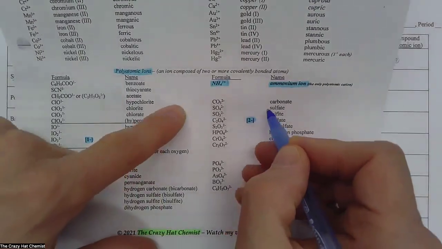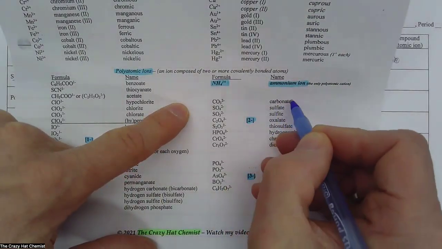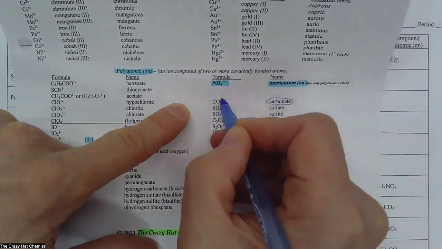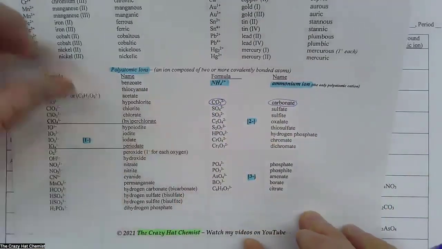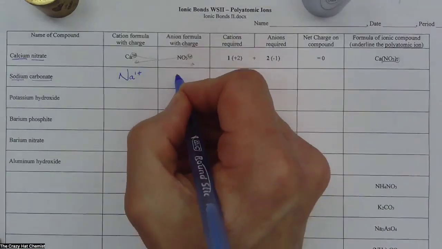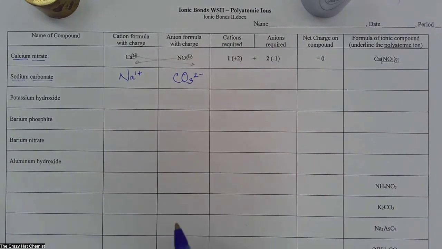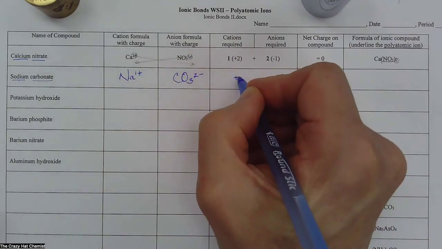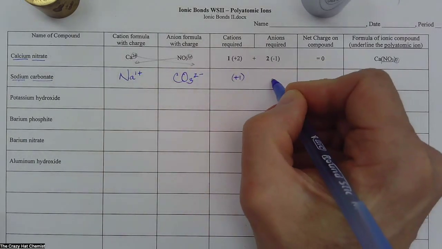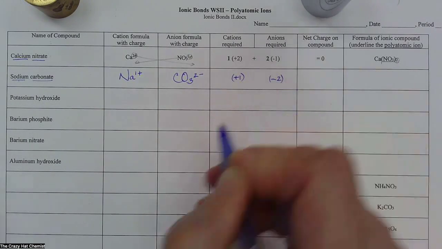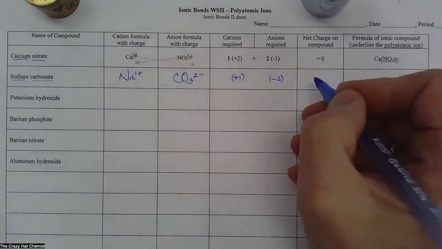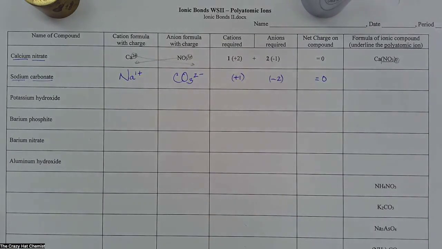Polyatomic ion of carbonate is right here in the 2- charge category. It's carbonate. It is CO3 2-. So I'm going to write that down, CO3 2-. So what am I getting from here? There is a 1+ charge on the sodium. There is a 2- charge on the carbonate. I need to add up these two numbers such that they equal 0.